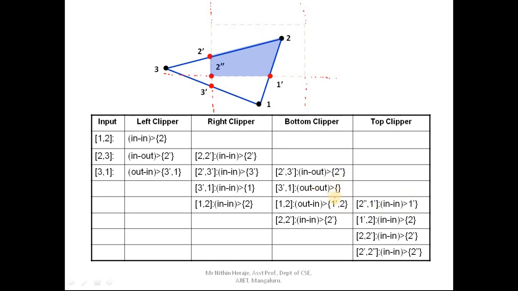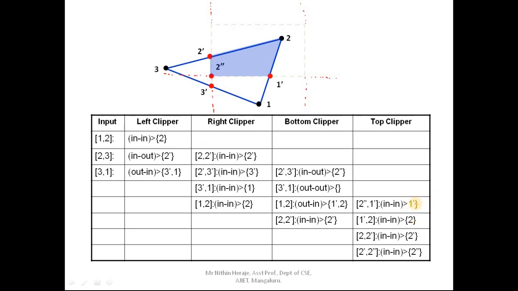Next from 1 dash to 2. So 1 dash to 2, even this is below this line, so it is treated as in, you will have 2. Next is 2 comma 2 dash, both are inside, in, so you will have 2 dash. Next is 2 dash to 2 double dash, again this is also in, and you will have 2 double dash.